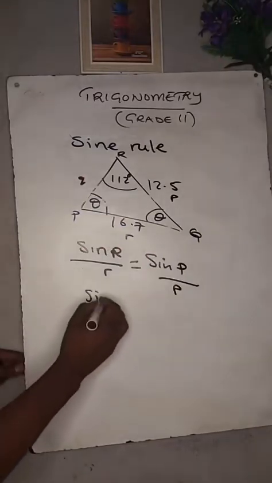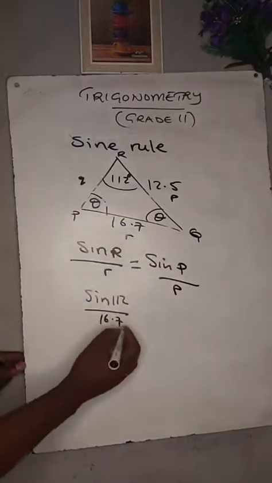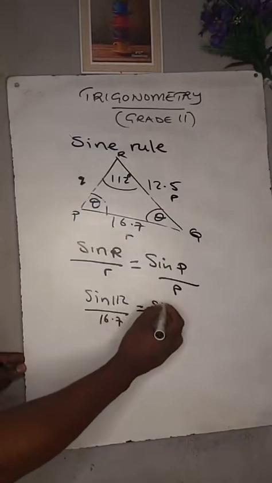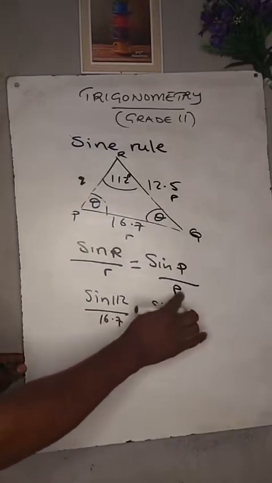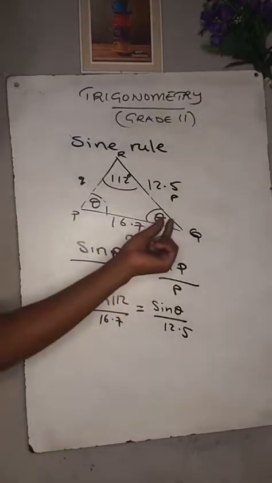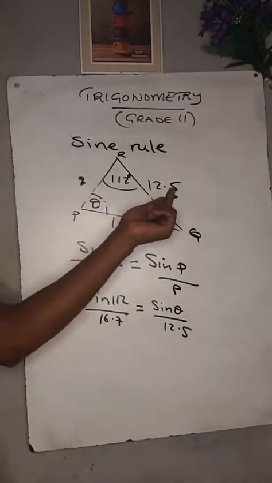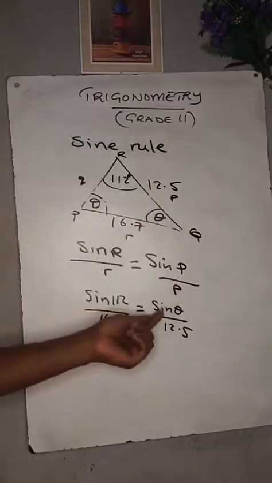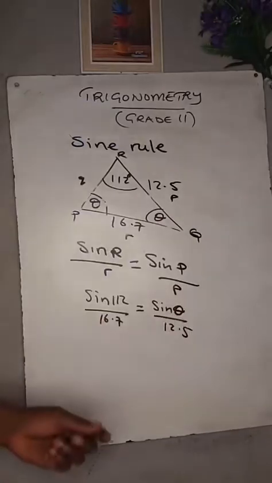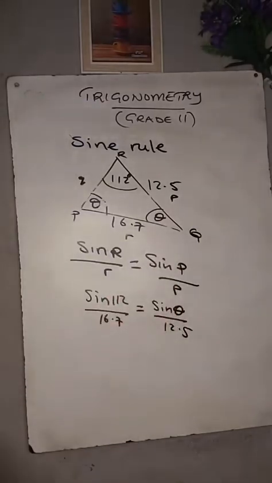Then we say sine r, our r is 112, over the side which is 16.7, is equal to sine p. We don't know it, so it will be sine theta over its side, which is 12.5. This is why I'm saying that we can't find this angle without finding that angle first, because that angle has a side. If we were to pick this one, we would have just said sine q over q, and then we would be stuck at that point.